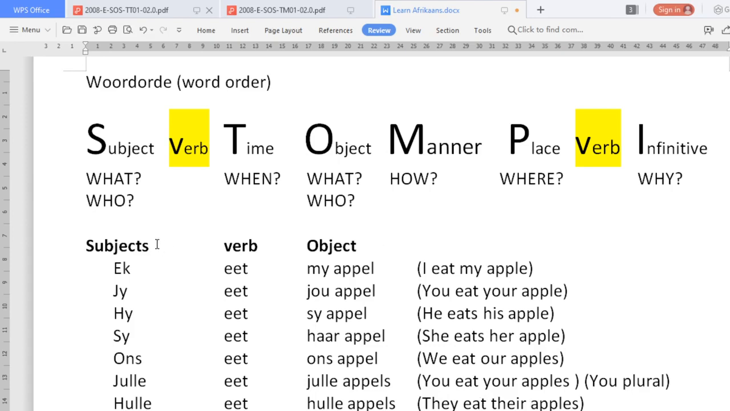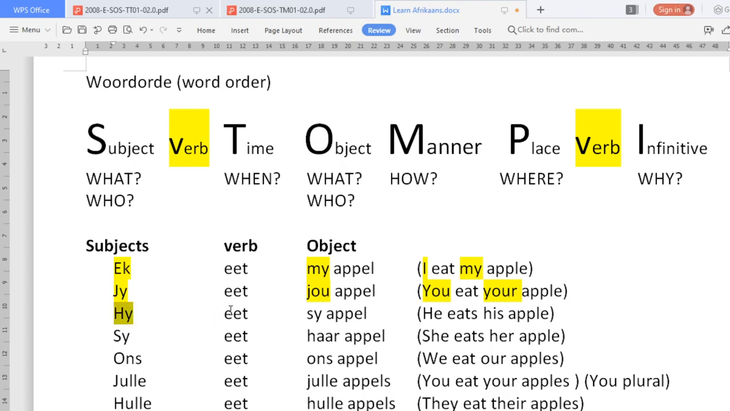Alright, so we're starting with the subject. The first lesson is all pronouns. Okay, so: Ek eet my appel. So you'll see it's the subject ek, verb eet, and object my appel. So ek is I, and my is my. Jy eet jou appel, which is you eat your apple. So jy and jou.